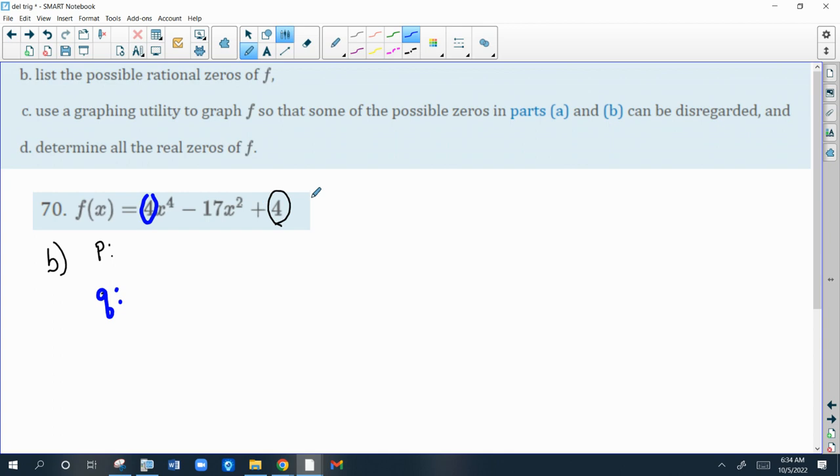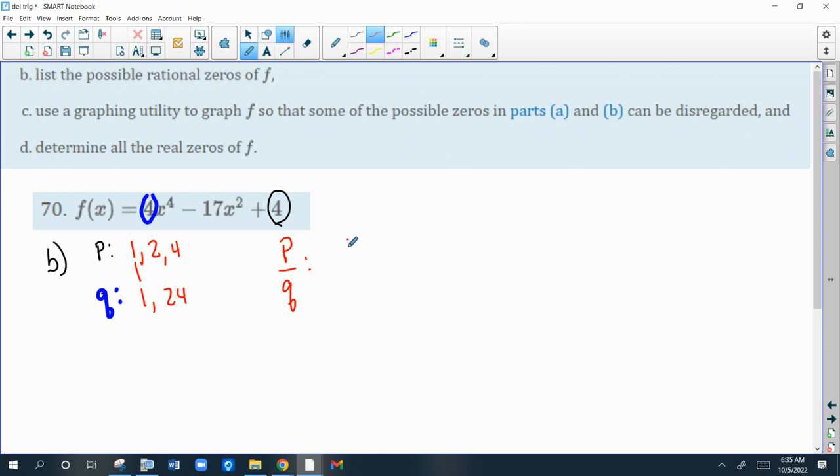Just remember P is the last term and Q is the first term, as long as you have them in order. So for 4, all the possible factors of 4 are 1, 2, and 4, obviously, positive and negative. And for Q, it's the same number, so 1, 2, and 4. Now P over Q would be all the possible rational zeros. So you list all possibilities of these numbers over these numbers. Just do it systematically.